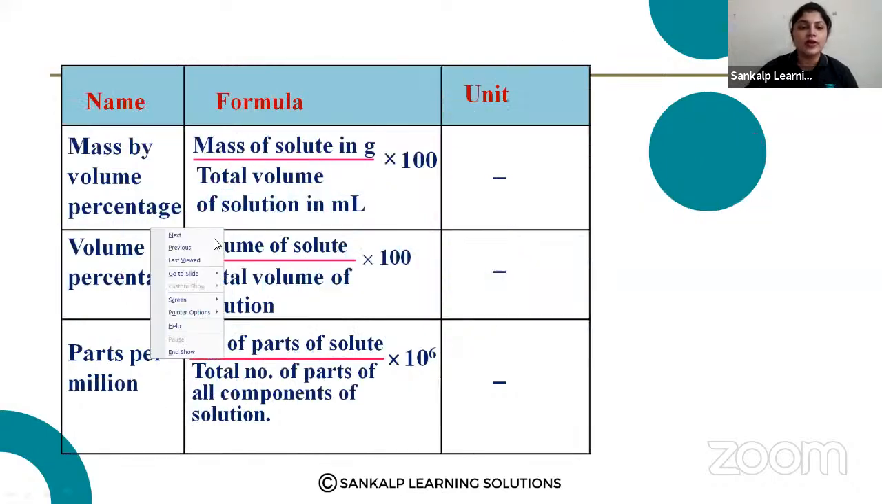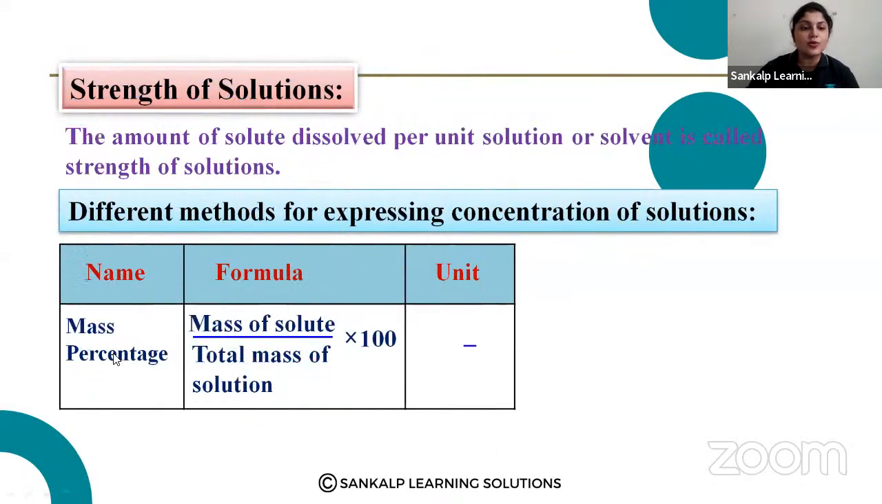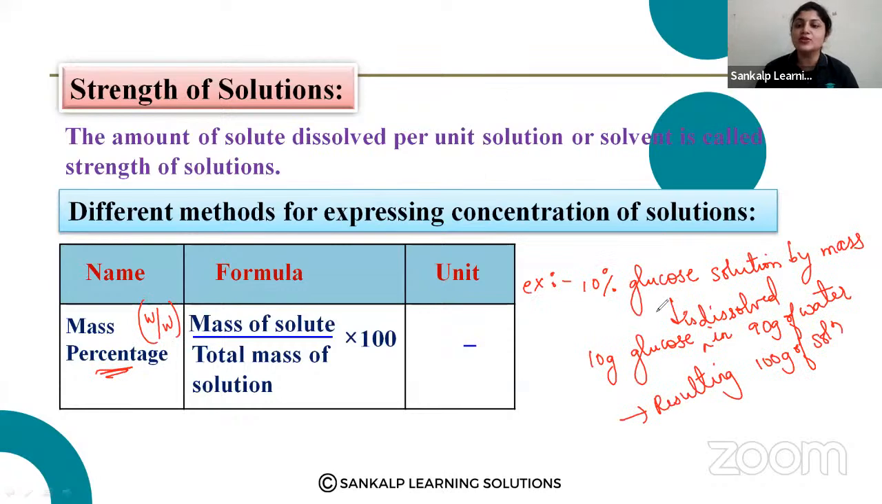So what is mass percentage? It is the mass of the component per 100 grams of the solution. Per 100 gram means out of 100 grams. The example was 10% glucose solution by mass, which means 10 grams of glucose is dissolved in out of 100. If you subtract 10, it will be 90. So 10 grams of glucose is dissolved in 90 grams of water, and the total solution resulted will be 100 grams of solution.